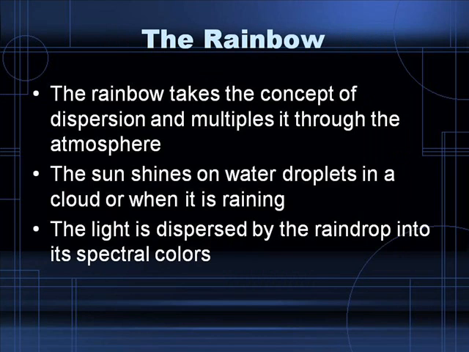The rainbow takes the concept of dispersion and multiplies it through the atmosphere. The sun shines on water droplets in a cloud. When it is raining, the light is dispersed by raindrops into a spectrum of colors.